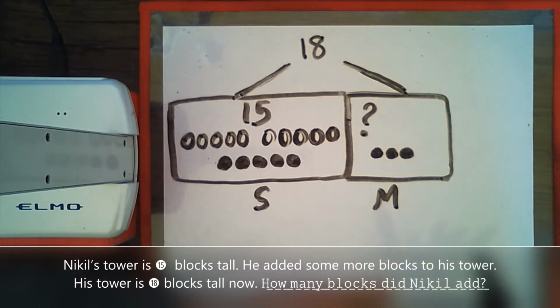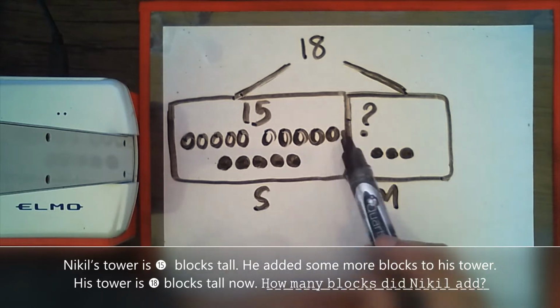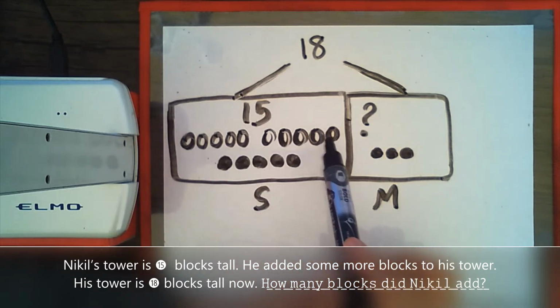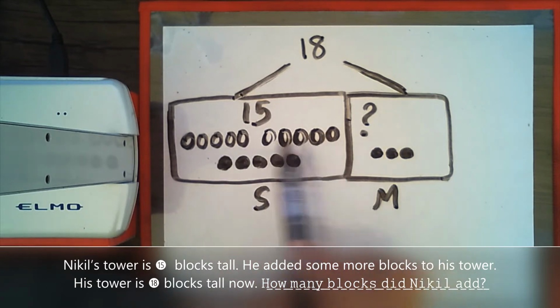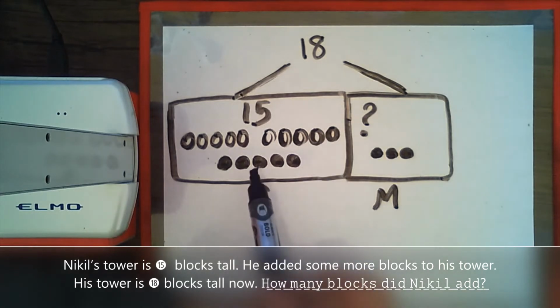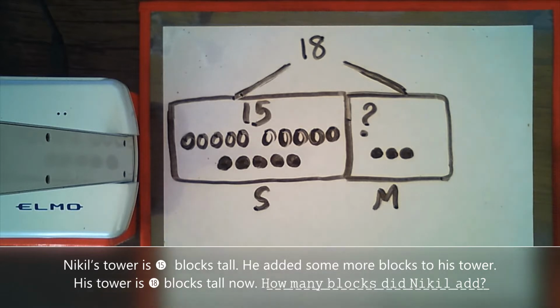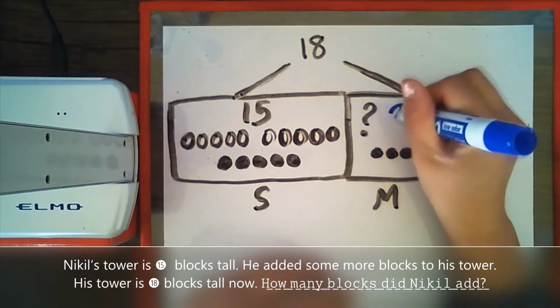So let's double check it by using our count on strategy. Ready? So we know that there's 15 here because we see 1 ten group here that is represented by empty circles. And we have 5 here to represent 5 ones. So 15, 16, 17, 18. Great job, my friends. So it definitely looks like Nikhil added 3 more blocks. We found our missing part.